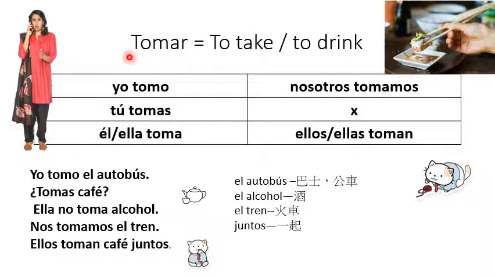All right. So this is some more review for el verbo tomar. 好，跟着念. Yo tomo. Tú tomas. Él o ella toma. Nosotros tomamos. Ellos o ellas toman. Tomar, it means to take or to drink, right? So we can use this for like to take the bus, right? Or take the train. Or what else? To take some food or take anything. Let's look at some examples.